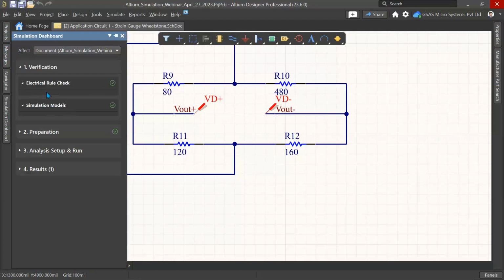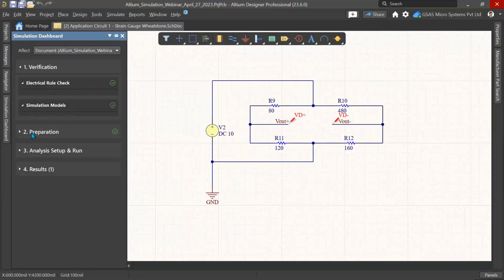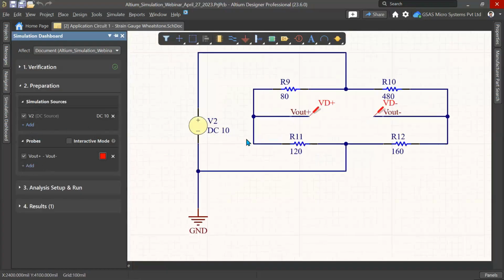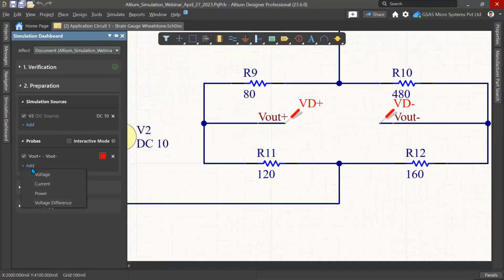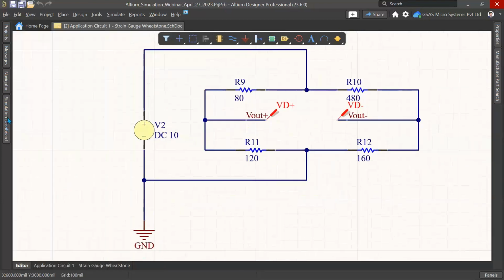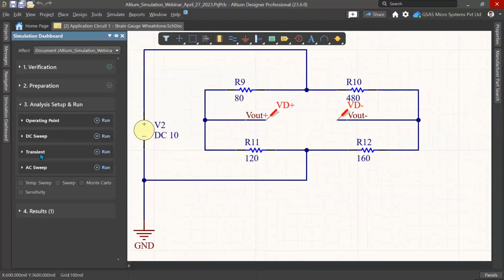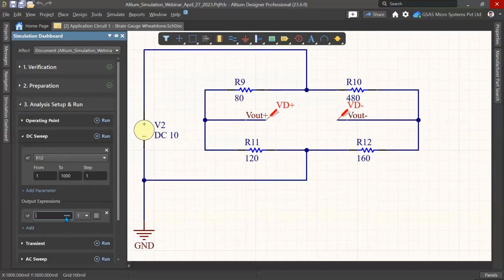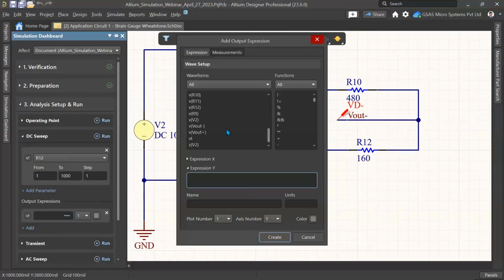Yes, we have the ERC pass and models pass. Preparation, the same, V2. And here we have added two probes. How we added: just click on voltage differences. We add the positive and negative probes here. We want to see the voltage difference between these two nodes. And you can go to analysis setup. This time you want to perform the DC sweep to know the value required for R1. That's what we mentioned, R1. And here also you can set the output expression. Here I want the difference between these two to be what I want for this one.